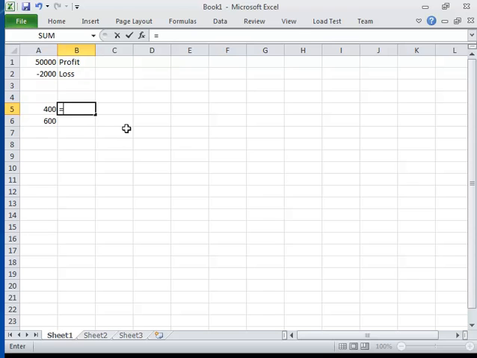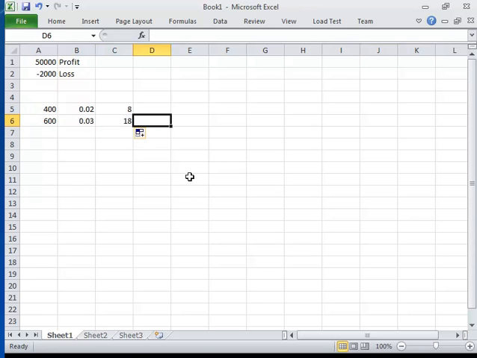We can say equals if this cell is greater than 500. Now remember, if it was greater than $500, they get a 3% commission. And if it's less, they only get a 2% commission. So we would have the commission rate there, and then we just multiply it through to figure out what the salesperson's commission would be in both of these instances.